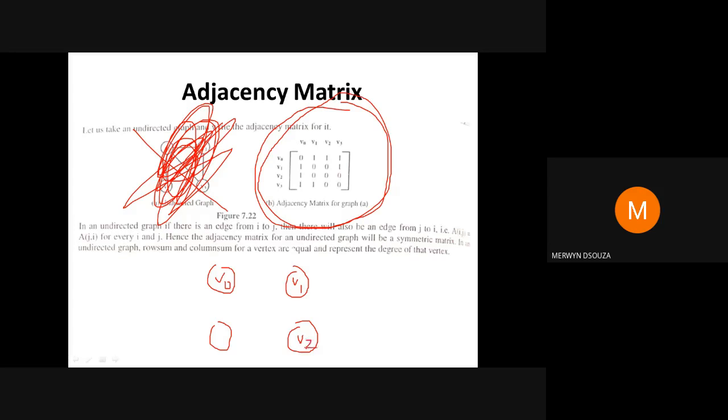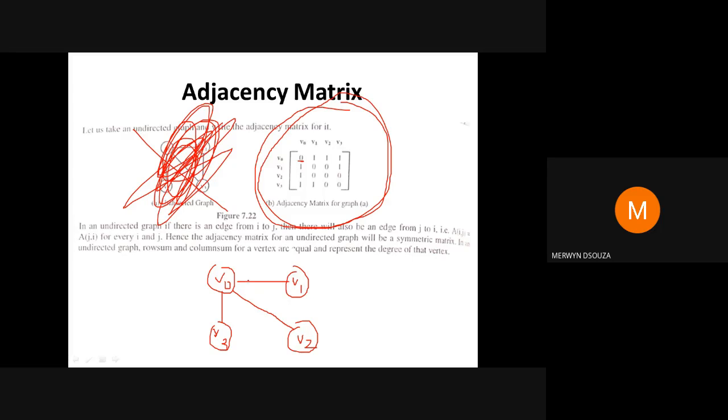You just draw 4 vertices like this. You don't know what shape it looks like. Then you look at this matrix. Between V0 and V0, no edge. Between V0 and V1, there is one edge. Draw that. V0 and V2, there is an edge. Draw that. V0 and V3, there is an edge. Like this you check all the remaining entries and draw.